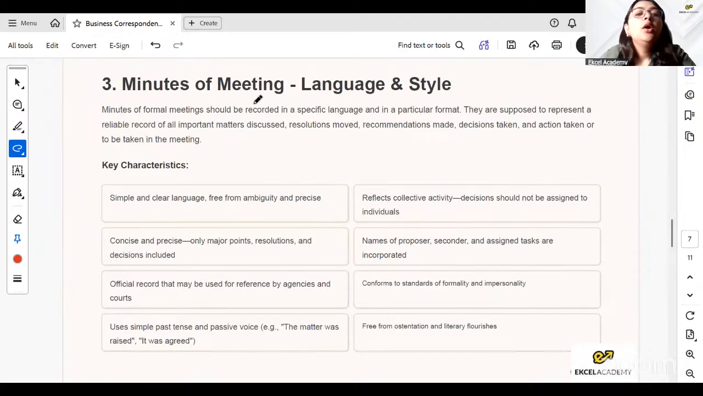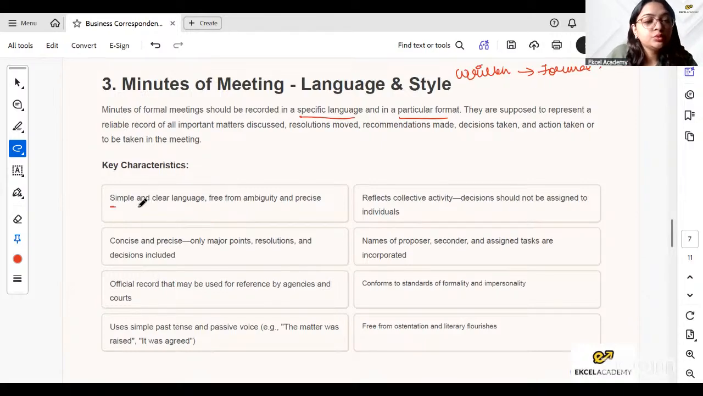Okay, now what is the language and style? Since it is written communication, right? Minutes are written, correct? It is going to follow a formal method of communication, wherein the minutes should be recorded in a specific language and a particular format. Okay, they are supposed to represent a reliable record of all important matters discussed, resolutions moved, recommendations made, decisions taken, and action taken. Right? What are key characteristics?